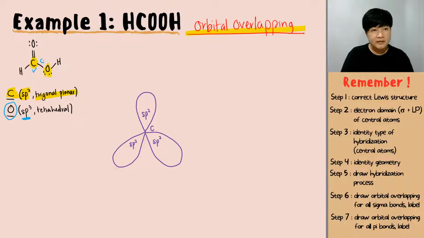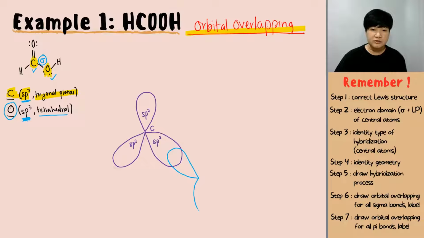Looking at this sigma, it is between the central atom carbon and the central atom oxygen. So oxygen is sp3 in tetrahedral. In other words, one of the sp3 hybridized orbitals will overlap with the sp2 hybridized orbital to form this sigma. So the first sigma that I will draw is the orbital overlapping between sp2 and sp3.